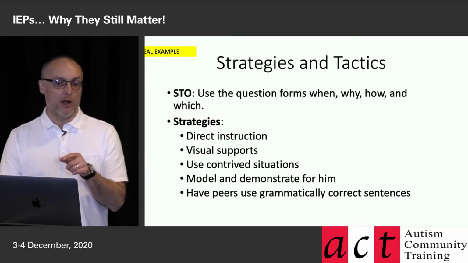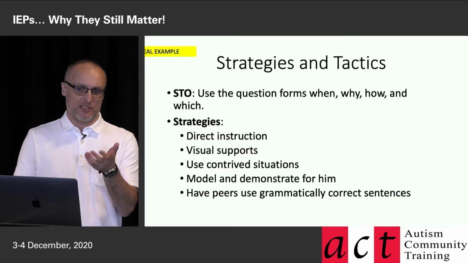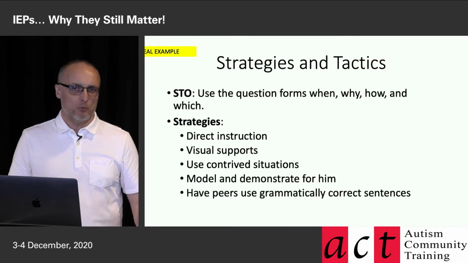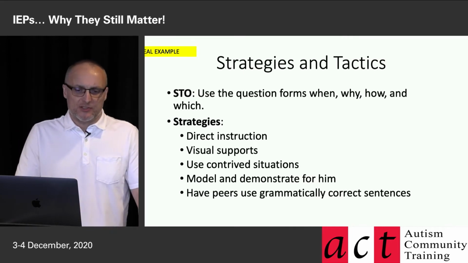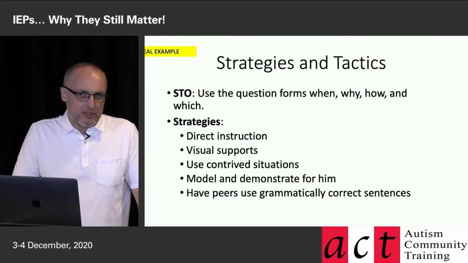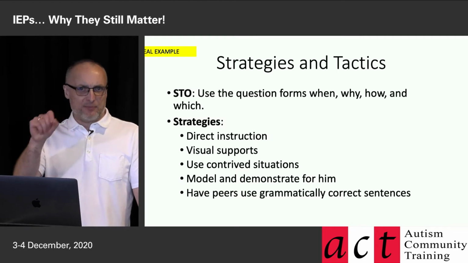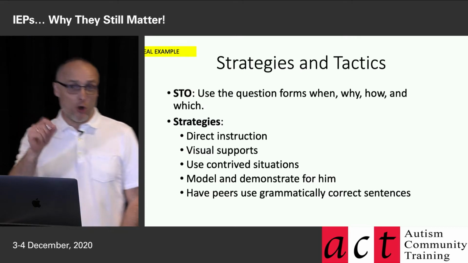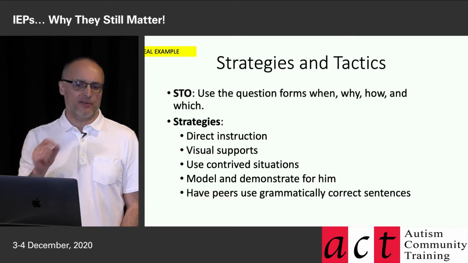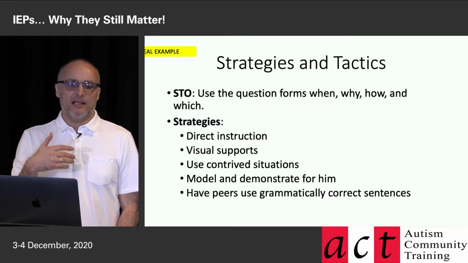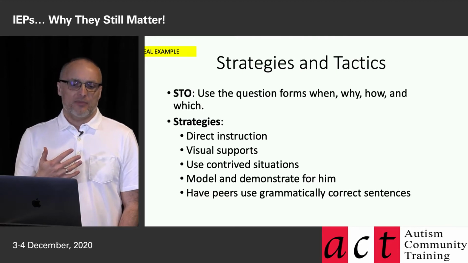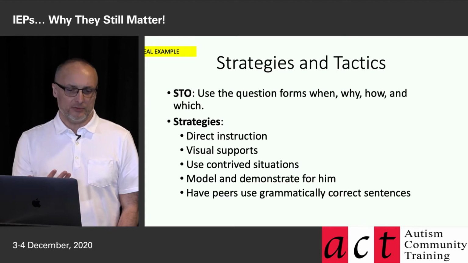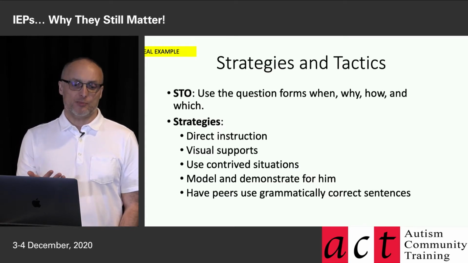Strategy 1 for teaching asking using these WH questions is direct instruction. And then the question becomes, what is direct instruction? Does direct instruction mean one-on-one instruction? Does it mean capital D, capital I, a manualized program of instruction that is called Direct Instruction? There are different definitions of direct instruction. If it's one-on-one, that should be spelled out. Is this the teacher delivering this? Is this the education assistant delivering this? The use of visual supports?